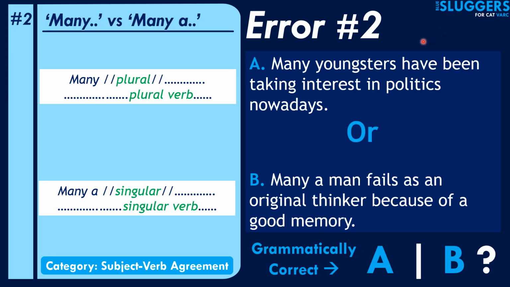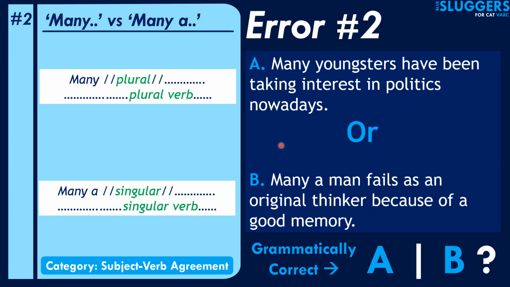Now let's start with the second error type, where we have two sentences. The first one says, many youngsters have been taking interest in politics nowadays. And the second one says, many a man fails as an original thinker because of a good memory. We are supposed to select which one of these two is correct.